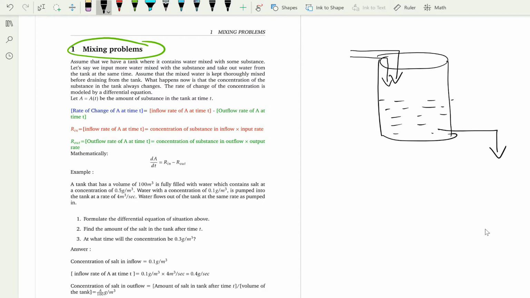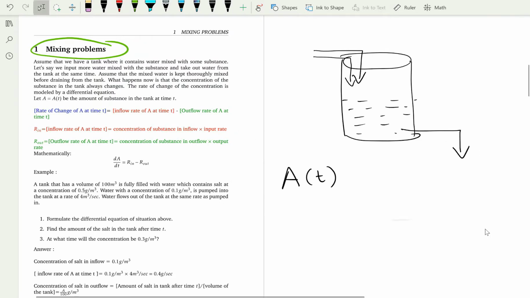Let's say A is the amount of salt that's present at time t. So A represents the amount of salt in the tank at time t, because the amount of salt is going to change with time. You're going to pump water in and at the same time take water out, so the amount of salt is going to change.